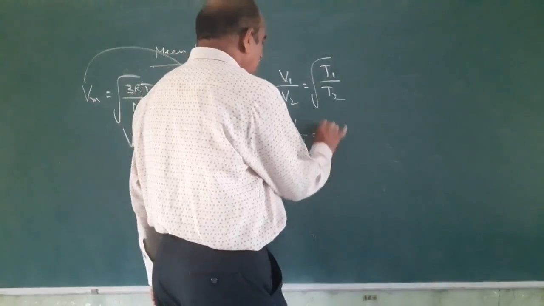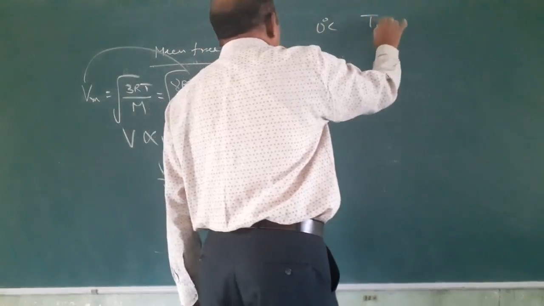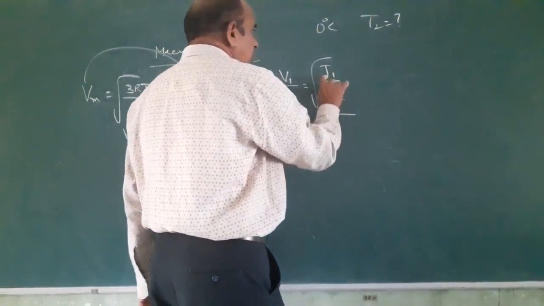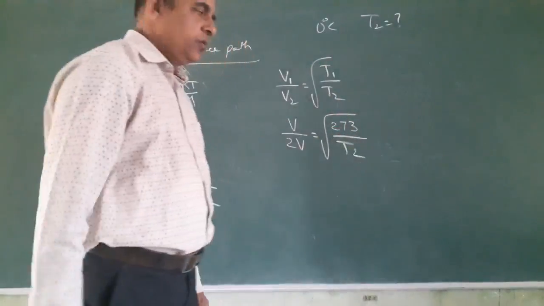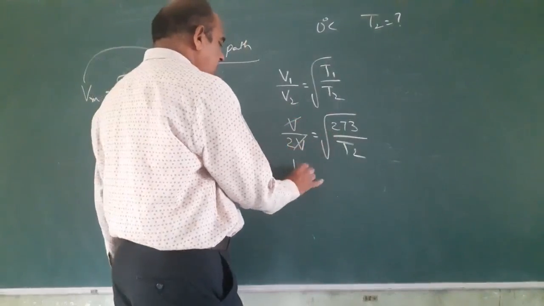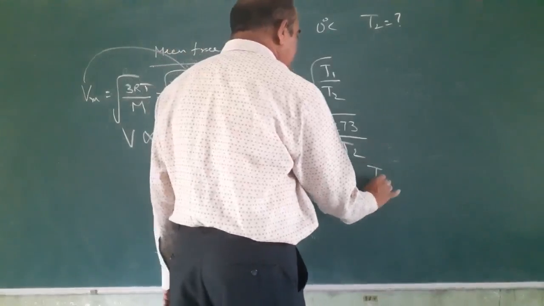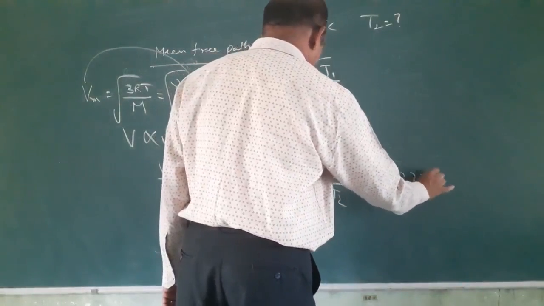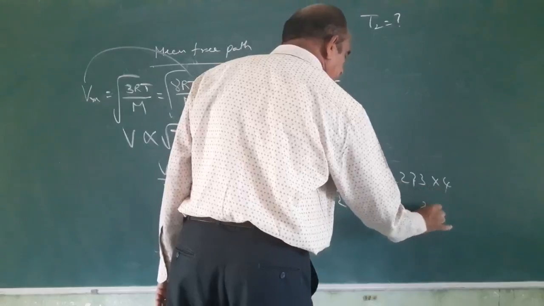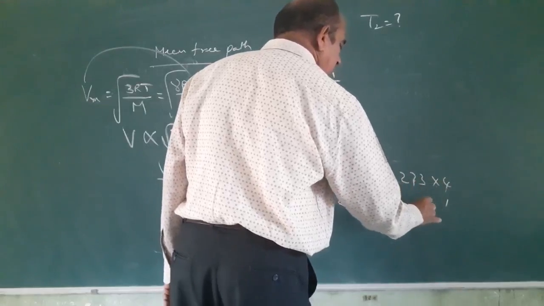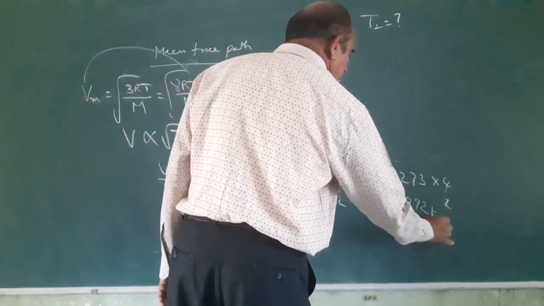Root of initial temperature, 0 degree centigrade, and the final temperature we have to calculate. So 0 degree centigrade means 273 by capital T. Squaring on both sides, 1 by 4 is equal to 273 by T2. Therefore T2 is equal to 273 into 4. 4 3s are 12, 4 7s are 28, 29, 8 plus 2, 10, 1092 Kelvin.